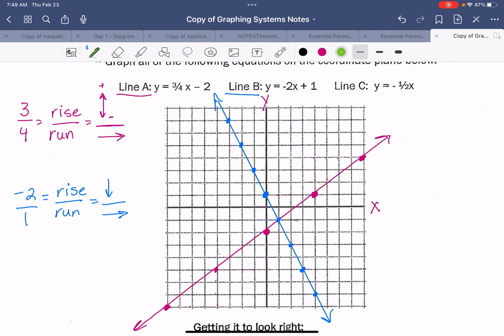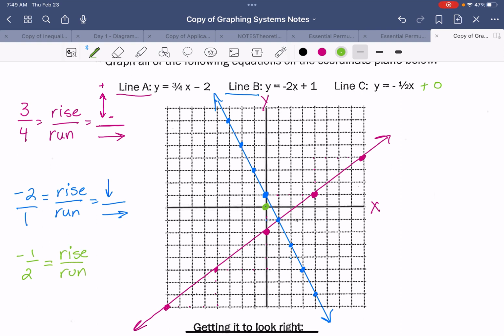Like I mentioned before, -1/2 x. Our -1/2 is m, okay? X, remember those are together, plus b. Since we don't see anything, we can assume that it's the same as plus 0. So our line C starts at 0, and let's look at our slope, -1/2, our rise over run.